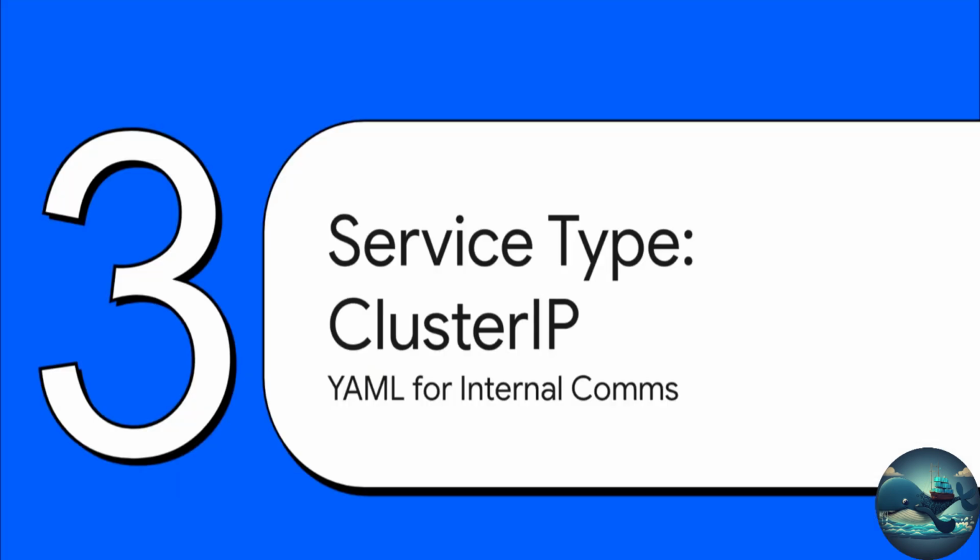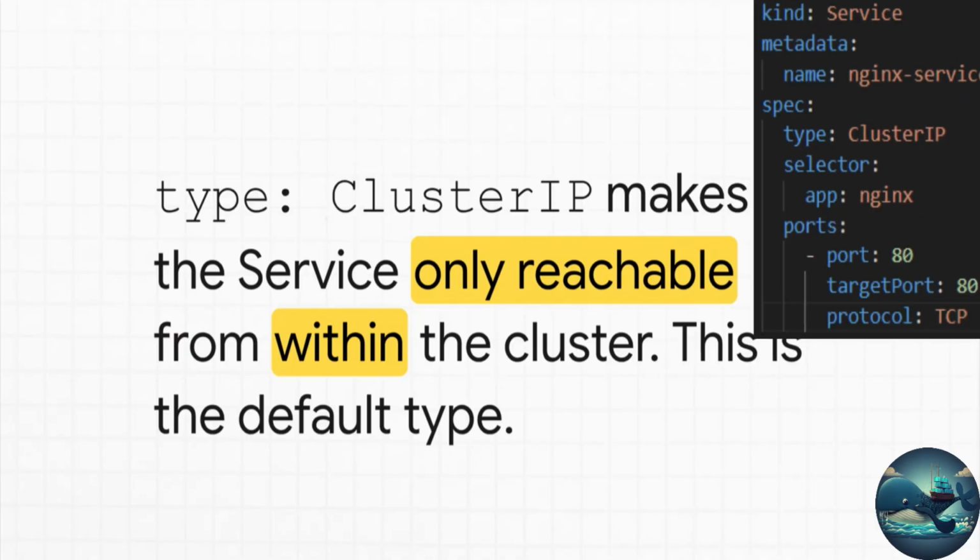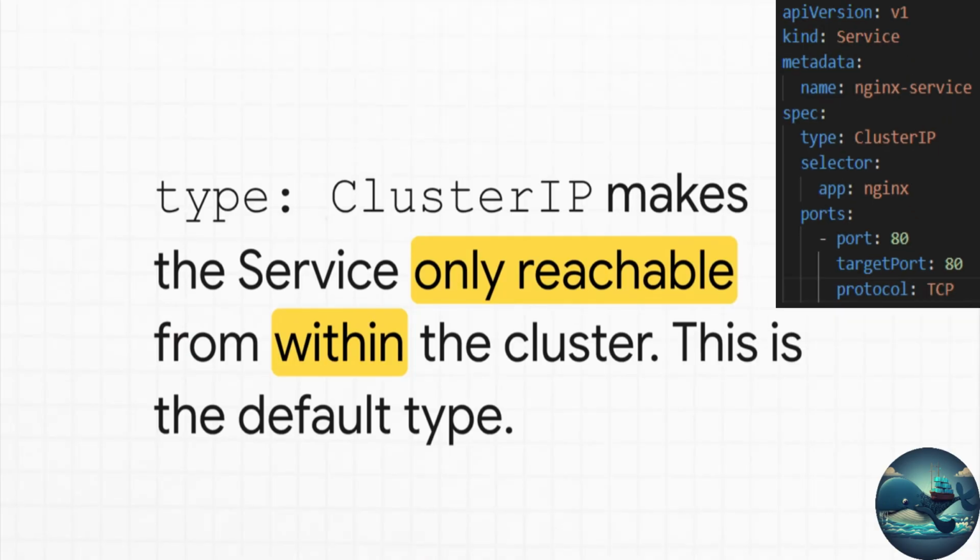Okay, enough theory. Let's get our hands dirty and look at the first and, honestly, the most common type of service, the ClusterIP. As its name kind of gives away, this one is all about communication inside the cluster. Let's break down the YAML. All right, here's a look at a basic ClusterIP service in YAML. Now we've set the type to ClusterIP here, but fun fact, that's actually the default. So if you leave the type out, this is what you get.